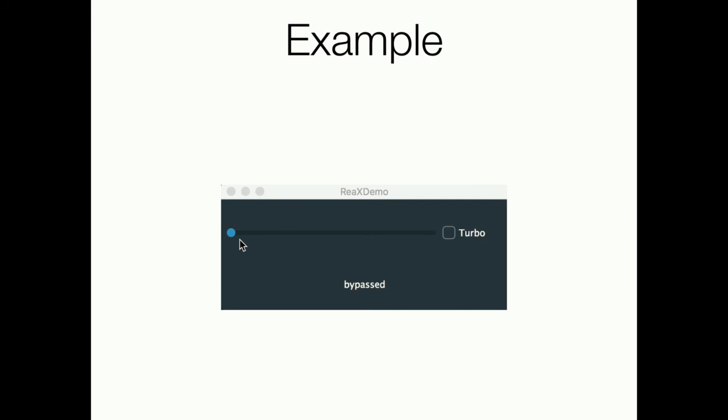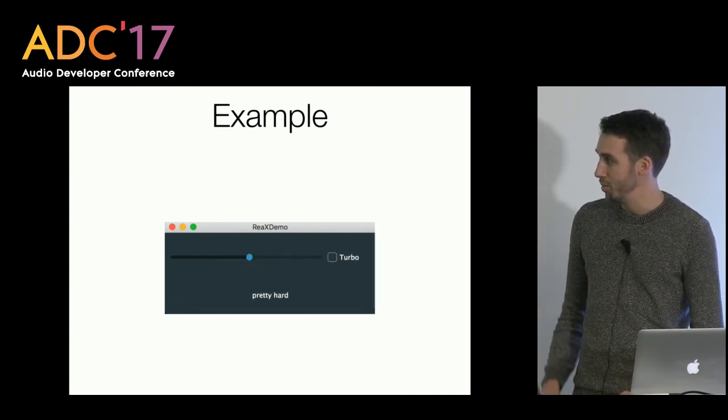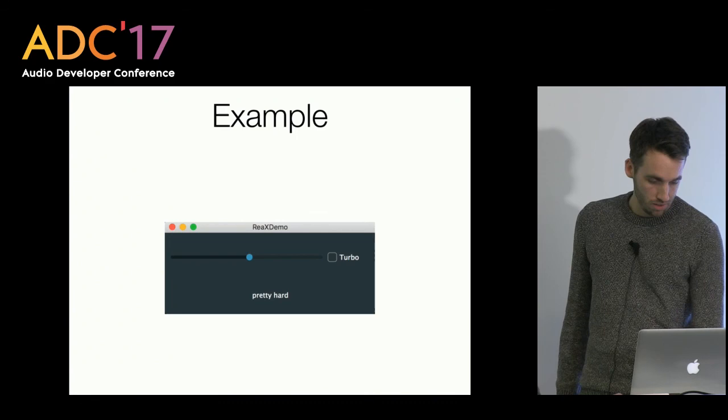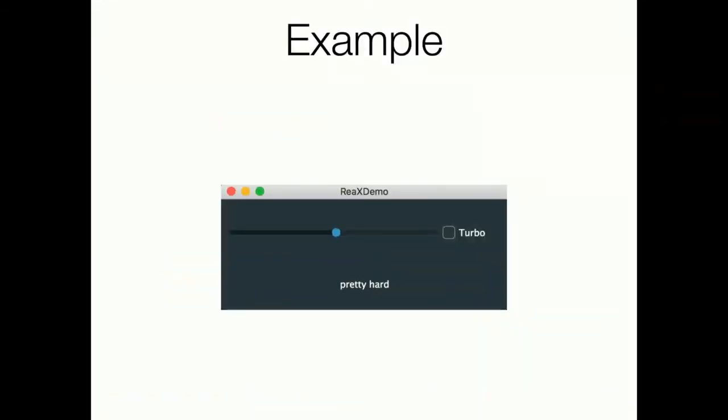So without further ado, I would like to go into an example, because it's always easy to talk theoretically about what RX is, and I want to show how it can help us. So this example is kind of a distortion plugin, and you have one slider where you can control the distortion amount, and then there's a turbo button which amplifies the amount of distortion. And then in the bottom we have a label, in this case, that tells you how hard the distortion is.